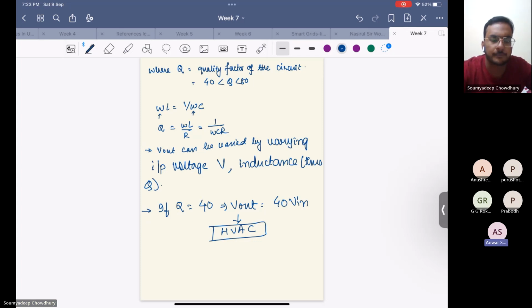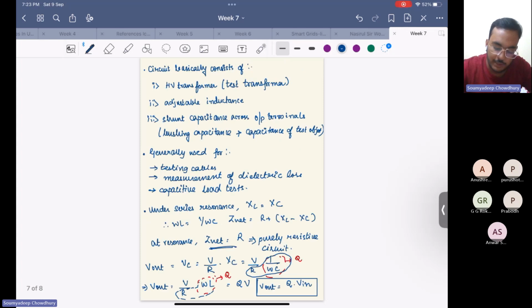So this Q is not fixed for a circuit. It is dependent on the circuit components I have written: omega L by R and 1 by omega CR. You can vary that by changing the circuit parameters, the inductance. Basically, here you can only vary the inductance because resistance is actually fixed, as it is the resistance of the connecting leads, connecting wires, and C is the capacitance of the load or the test object. So that is also more or less fixed. So you can only adjust this inductance.